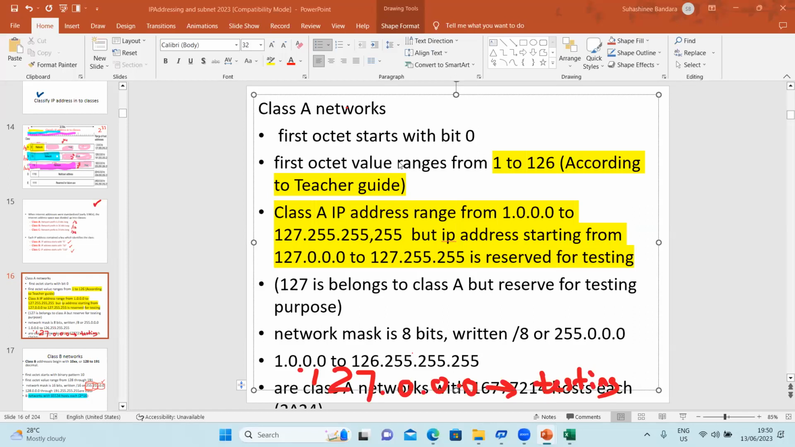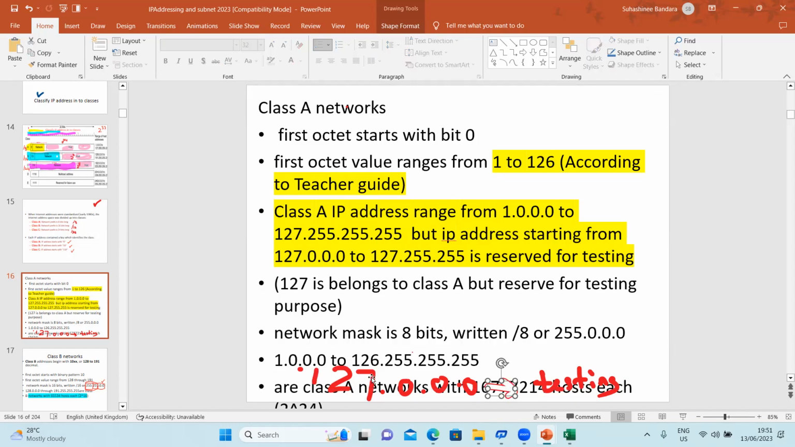Okay, so the first octet value ranging from 1 to 126 is written in our teacher guide only. Actually, the class A IP addresses start from 1.0.0.0 to 127.255.255.255. But the IP addresses starting with 127 are not used to assign to computers on the network. They are used for testing purposes. That means we can call our machine itself with the help of 127. 127 belongs to class A, but it is reserved for testing purposes. So according to our syllabus, they have taken it out.